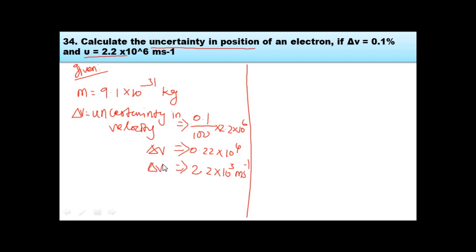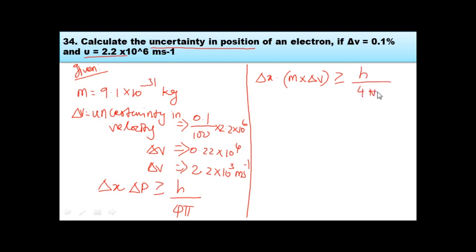Then the formula. What is the formula? The uncertainty formula: delta X into delta V greater than or equal to h by 4 pi. So delta X multiplied by the momentum, mass into change in velocity, is greater than or equal to h by 4 pi. The question is the uncertainty in position, so delta X is what we need. So balancing and bringing it to this side, delta X equals h divided by 4 pi multiplied by m into delta V.